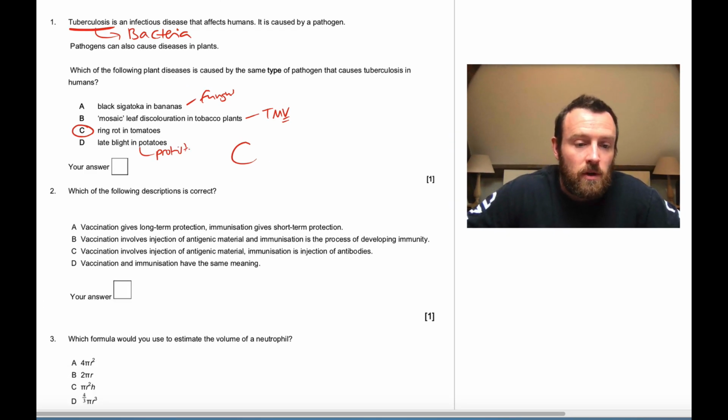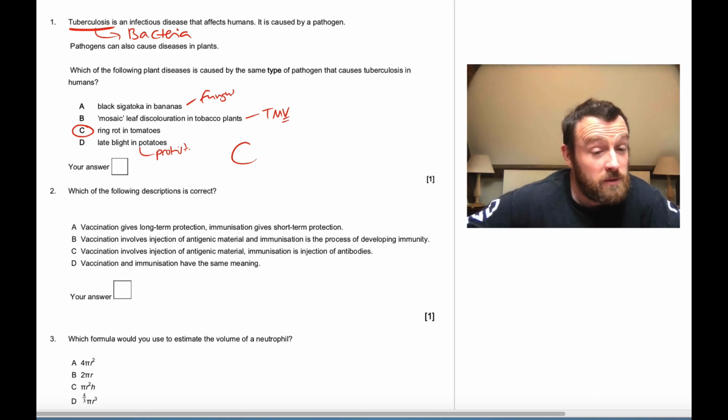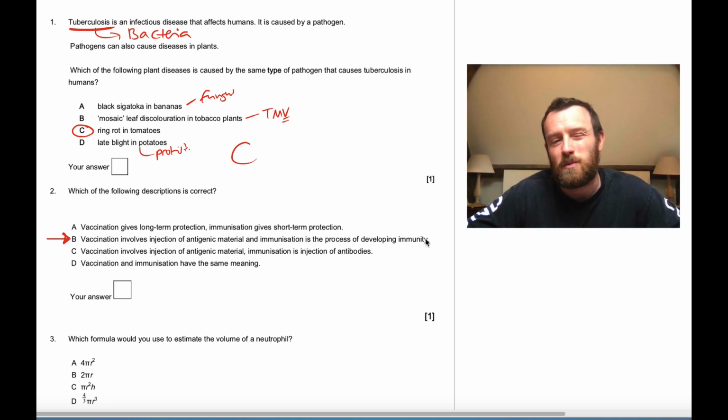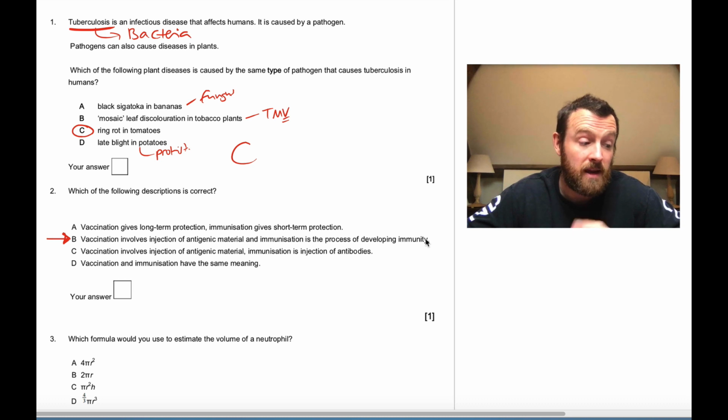Okay, on to question 2. Which of the following descriptions is correct? Now, this is a bit of a tricky one. It's quite wordy, and it's looking at the difference between vaccination and immunization. So I'm just going to go straight for the best answer here. Double check with the exam board because this one caused me a bit of confusion. Vaccination involves injection of antigenic material, and immunization is the process of developing immunity. Typically, when we're speaking more casually, the two terms are used interchangeably, which can cause a bit of confusion. But the answer from the exam board is B.